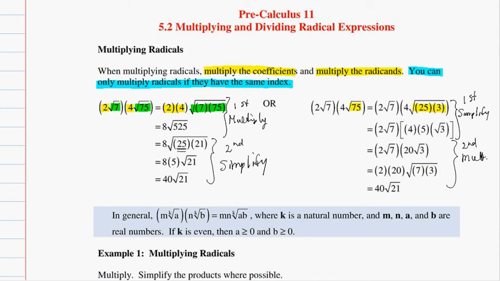And now we want to multiply the coefficients. So you want to go 2 and 20, so 2 times 20. And then you want to multiply the radicals, so root 7 and root 3. Multiply that underneath the radical sign, and you get 40 square root 21.